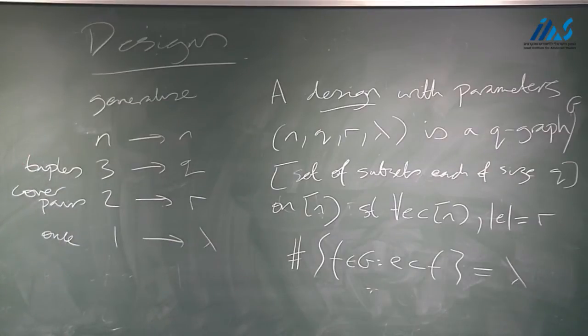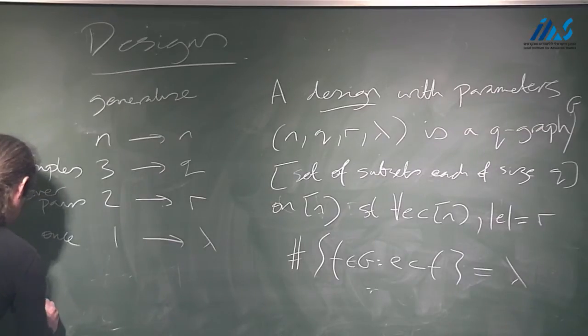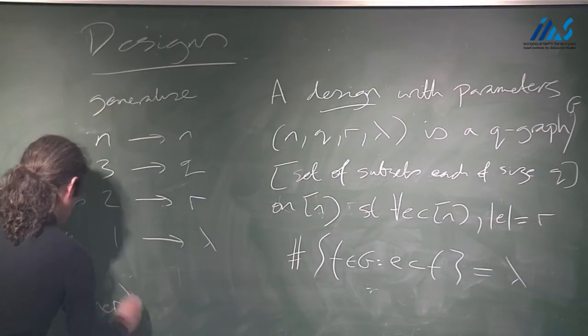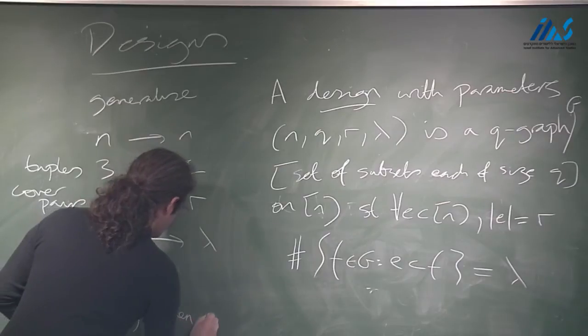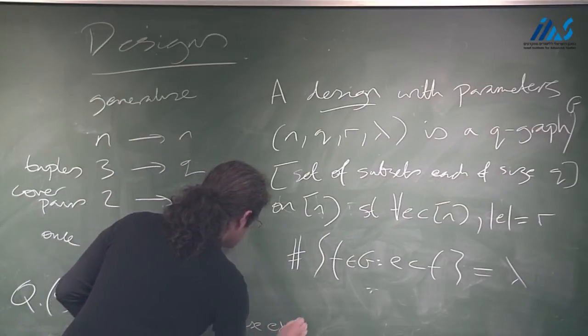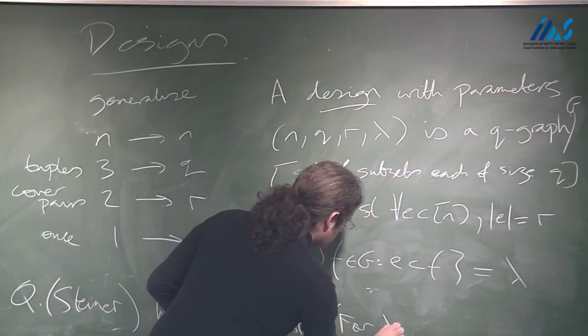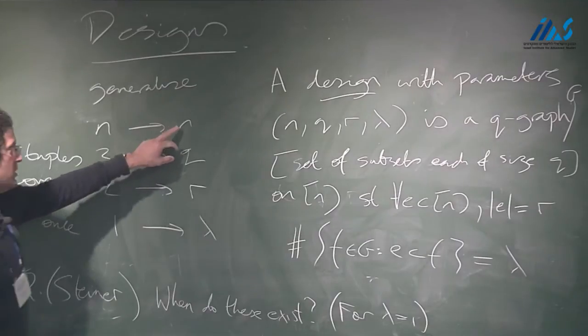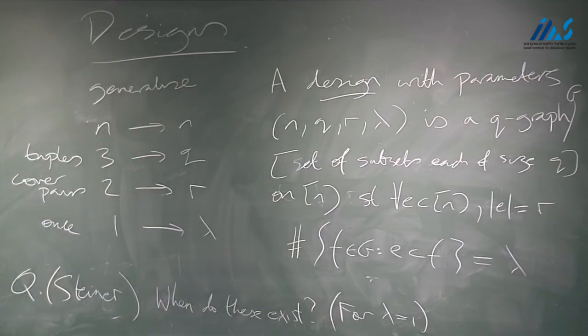Okay, so this is a generalization of the problem. The generalization of Steiner's problem is to decide when these exist. This is a question that Steiner asked. Actually, he was interested in the case lambda is one, but later people asked it in greater generality. When do these exist? So he asked it for lambda equal to 1. In the case lambda is 1, so every set of size r is covered once, we talk about a Steiner system with parameters n, q, and r. And actually this will be the main case which I'll be talking about more specifically, as with triangle decompositions. Okay.